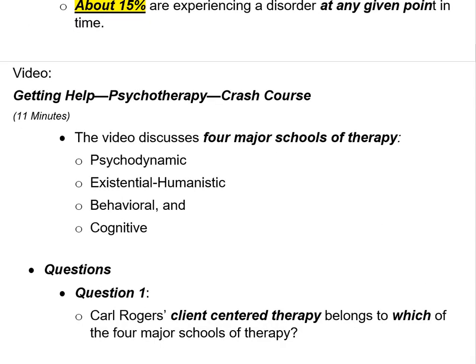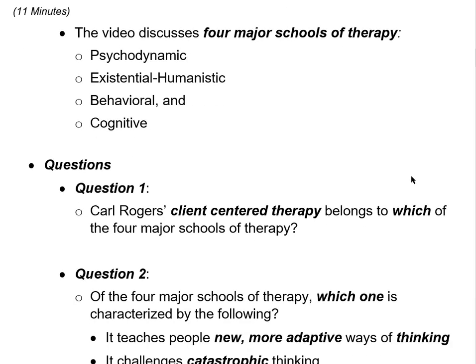Question number 1. Carl Rogers' client-centered therapy belongs to which of the 4 schools of therapy? Of these 4 schools, psychodynamic, existential humanistic, behavioral, and cognitive, Carl Rogers' client-centered therapy belongs to which? If time permits in this unit, I plan to lecture on Carl Rogers' client-centered therapy. If not, your one exposure to it will be in this video, so keep that question in mind as you watch it.